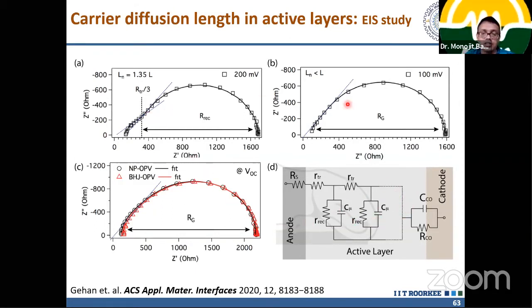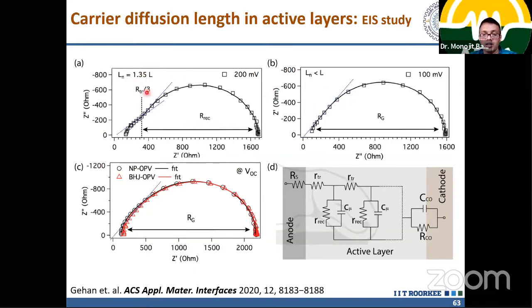So looking at this information, we can get the carrier diffusion length in the bulk heterojunction film, in the BHJ film. What we observe is, at low voltage, definitely the resistance will be dominated by the recombination resistance. What we see is the diffusion length is more than the thickness of the film. So L is the thickness of the film. It's 1.35 times the thickness. From these two resistances, you can find out what the diffusion length is.